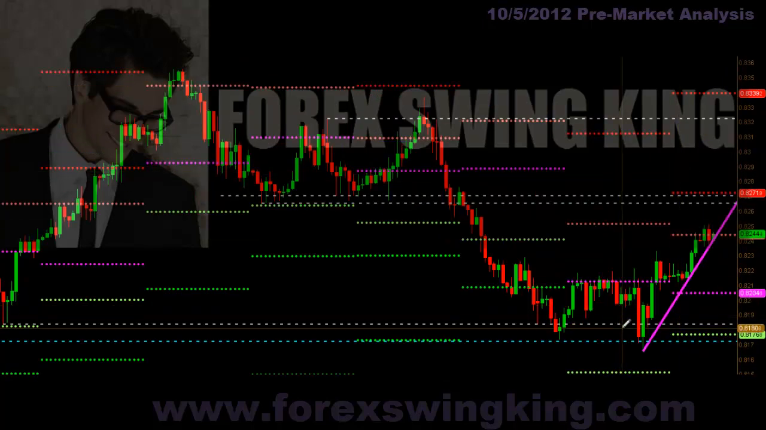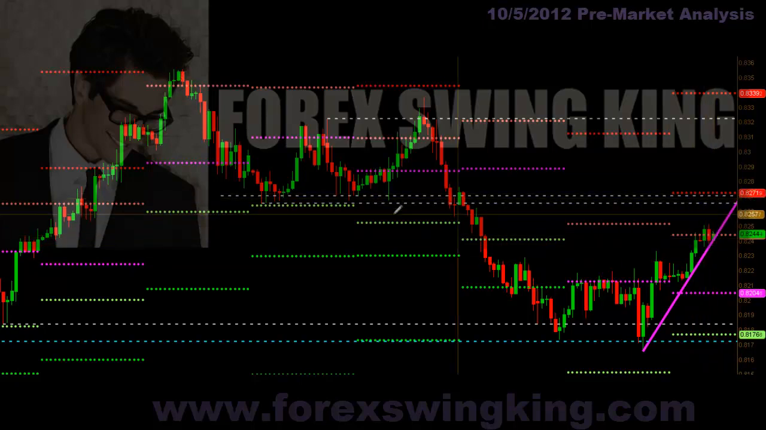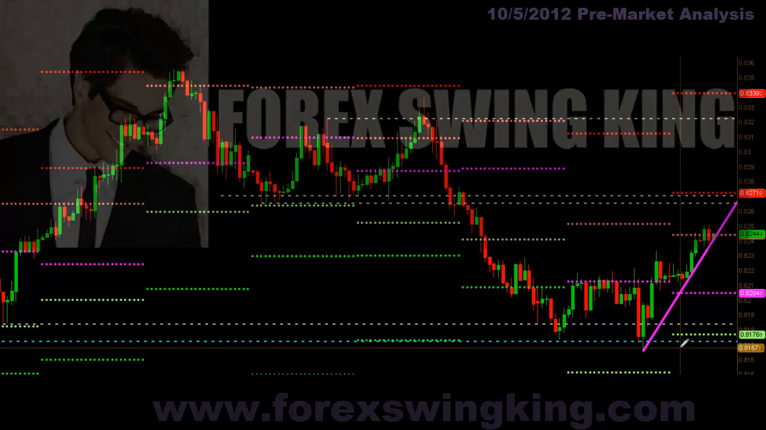Alright, same thing goes for the NZD USD. Before it breaks here, I want to see it retest this level, which were previous lows from October 1st, 2012. And if we could break below that, it would be a nice ride down to the .8167 level.